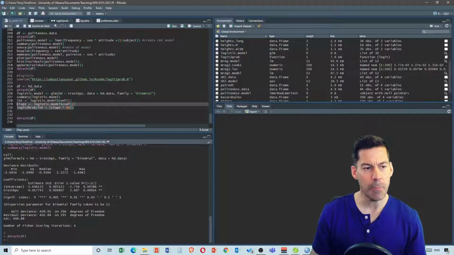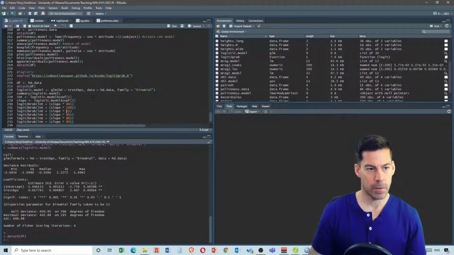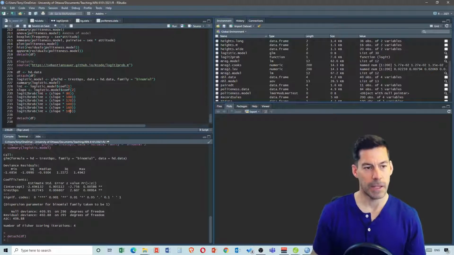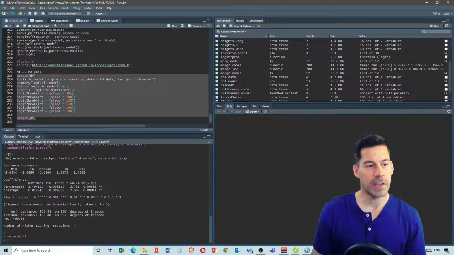And now let's output a bunch of different possibilities. So 80, what happens if we have it at 100, 120, 140, 160, and 180? Now, if I run all of this, I should get my commands out, but I should also now get estimates of the probability of having heart disease as resting blood pressure increases.